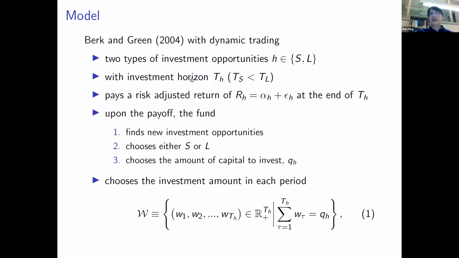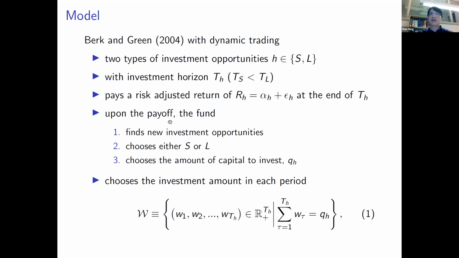So let me first go through the model. For the model, we extend the simple version of Berk and Green's model with dynamic trading. In our model, we have 2 types of investment opportunities. H can either be S for short-term or L for long-term investment opportunity, each with an investment horizon of T_H, with T_S for short-term shorter than T_L for long-term. Each opportunity pays a risk-adjusted return of R_H, which has an expected value of alpha_H, with a random term of epsilon_H at the end of the investment period T_H.